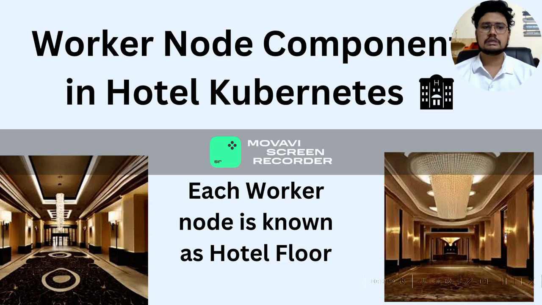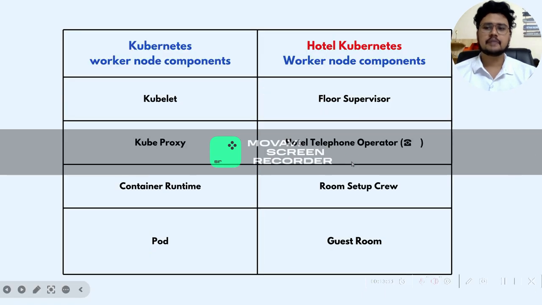So now we're going to see the worker node components in hotel Kubernetes. Each worker node is known as a hotel floor. Here I have created a table of Kubernetes worker node components, the hotel Kubernetes worker node components. Here Kubelet stands for floor supervisor, kube-proxy means hotel telephone operator, container runtime is the room setup crew, and pod is the guest room where the actual work runs.